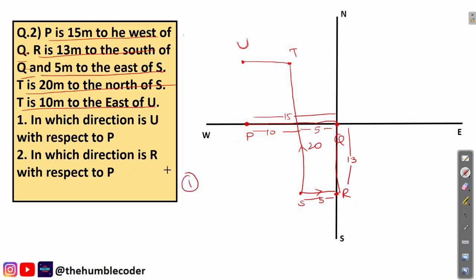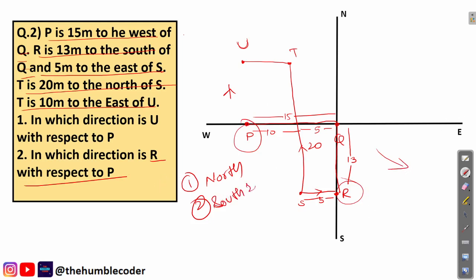Let's take the first question. In which direction is U with respect to P? So U is here and P is here. You can clearly see it is in the north direction. Taking up the second question, in which direction is R with respect to P? So let us look at their position. P is here and R is here, so you can clearly see it is in this direction, which is southeast. So the correct answer for this question is southeast. So we have solved both the questions.